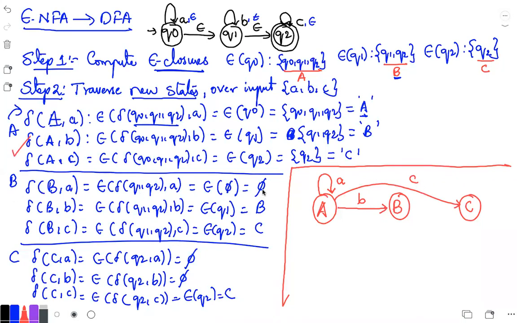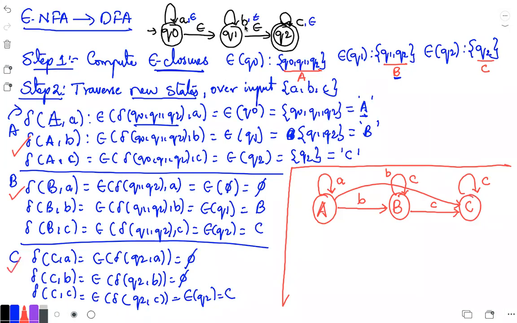B on A, there's no path. B on B, B, so it's a self loop. B on C, C. So from B on C, you reach C. B is done. Come to C. C on A, no path. C on B, no path. C on C, C. Otherwise, got it? Yes, sir.